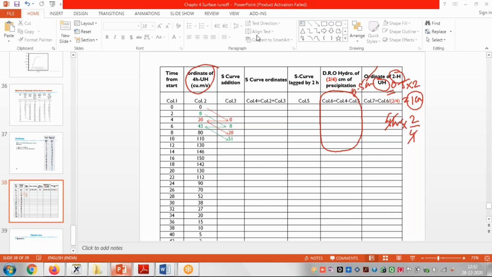So just you check it. If it is not clear, again I will tell you. And I will give some more exercises so that you understand how these hydrographs are drawn. This is very, very important. So here I stop. Okay.